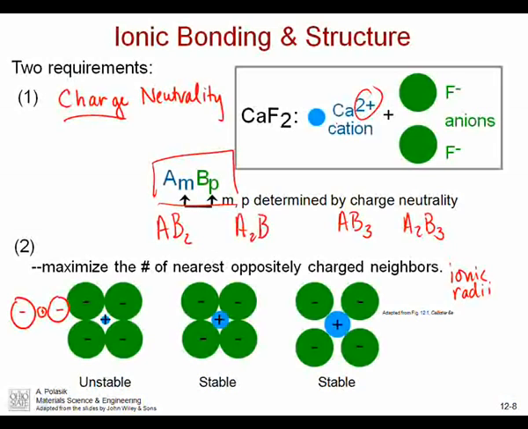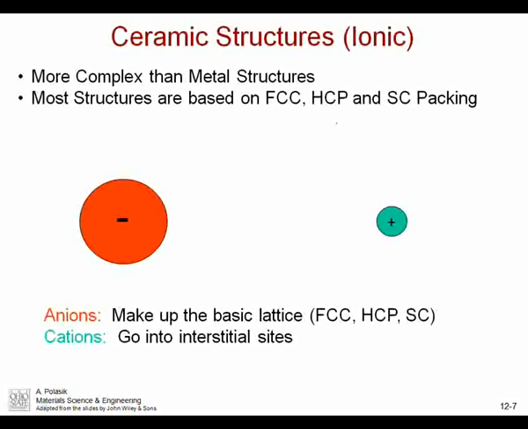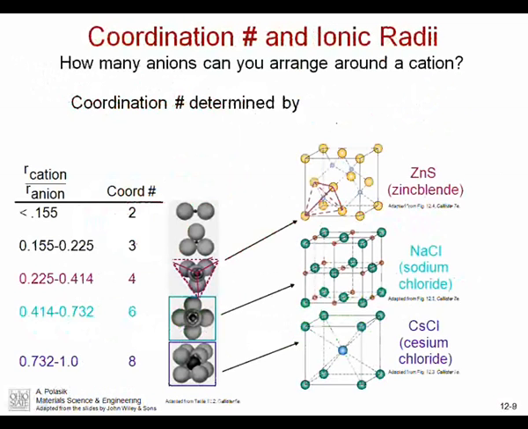Okay. And then we want to maximize the number of nearest oppositely charged particles, or neighbors. So what we have is, if we go back to looking at like a BCC structure, okay, we have interstitial sites, gaps in the lattice. And that's where we're going to stick our little cations.